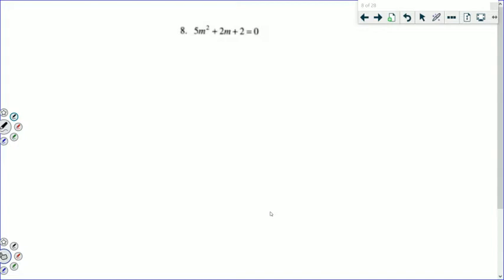All right, so 5m squared plus 2m plus 2. Okay, so we need 2 numbers. Again, since this is not 1, we need to say, all right, what's 5 times 2? That is 10. So we need 2 numbers that multiply to be 10 and add to be 2. So let's see, we have 1 and 10, 2 and 5, negative 1 and negative 10, and negative 2 and negative 5. Those are all of our factors of 10.